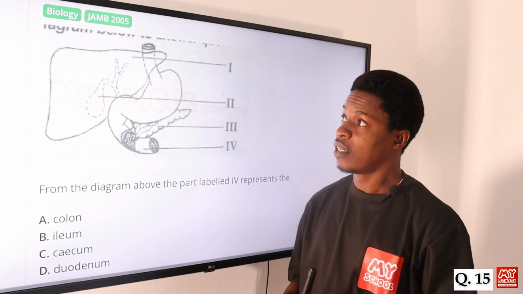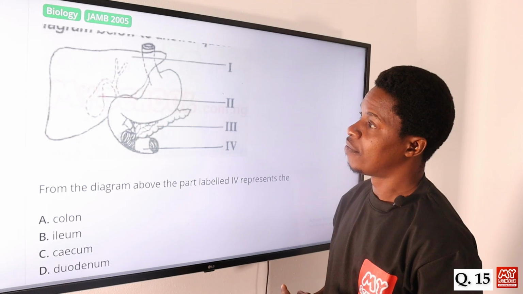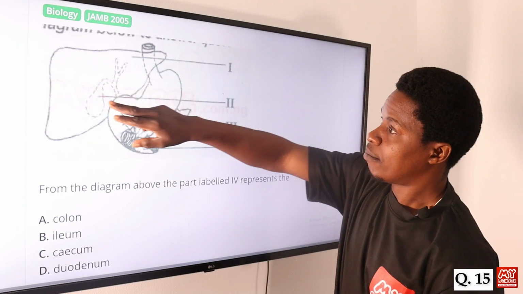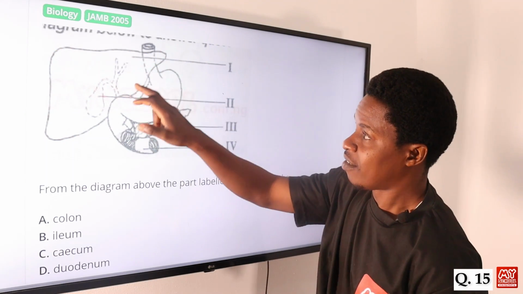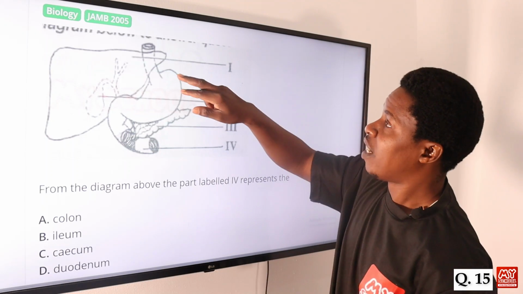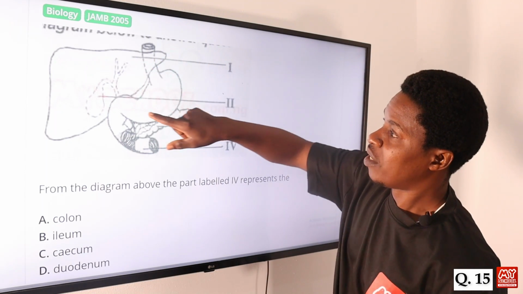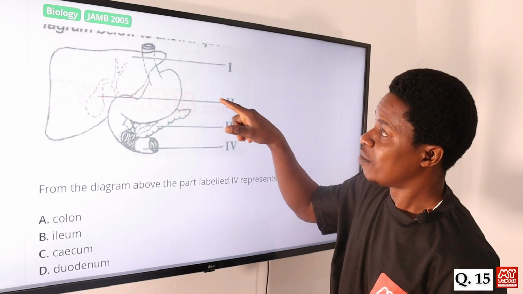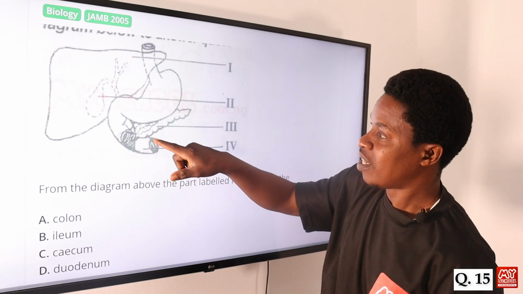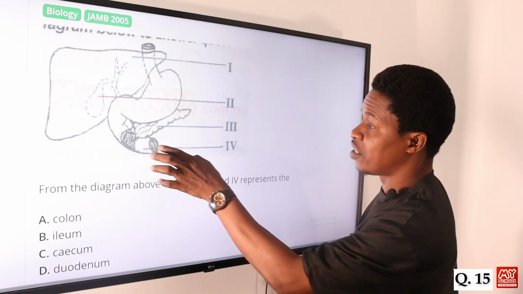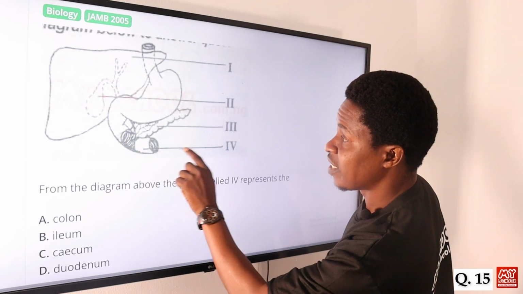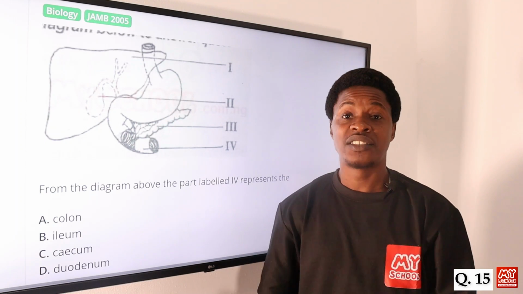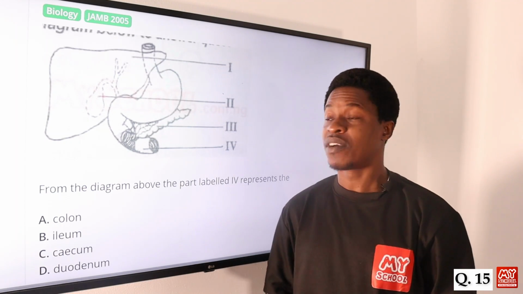Question 15. We have a diagram here. Of course, if you look at it very well, you should be familiar with this. We have this part, that's your liver. Then we have the part labeled high. Then this is your gallbladder. You can find that here. Then we have the stomach here. We have the duodenum at this part here. This part is the duodenum, the first part of the small intestine where digestion and absorption of food is actually taking place.